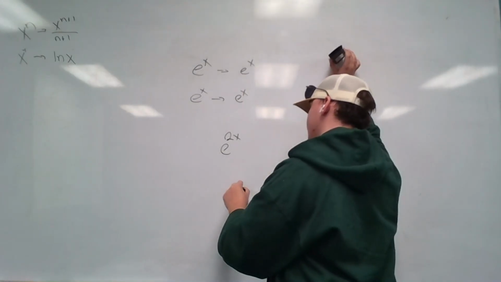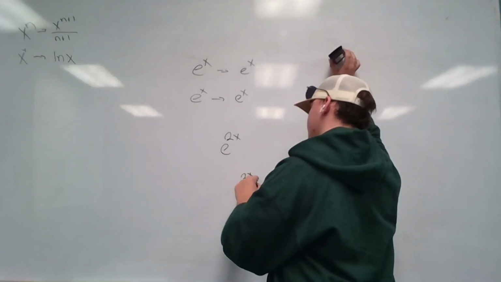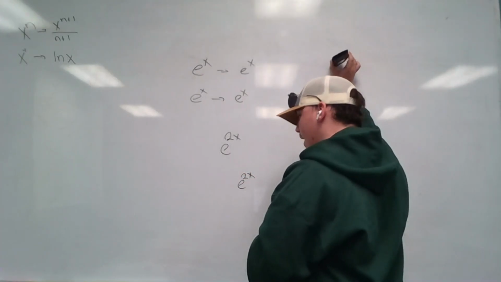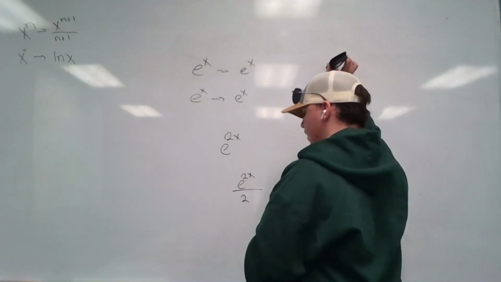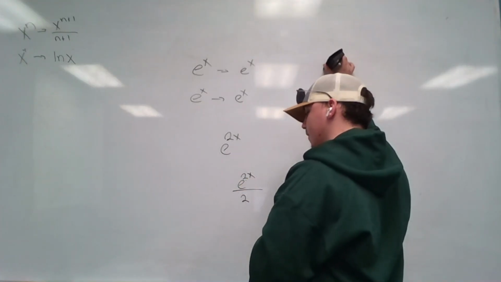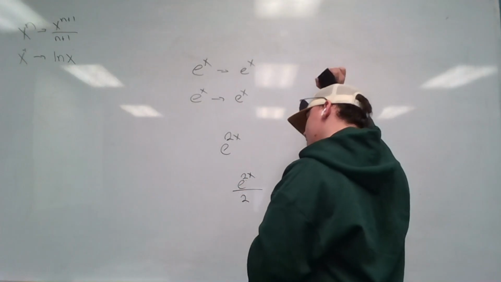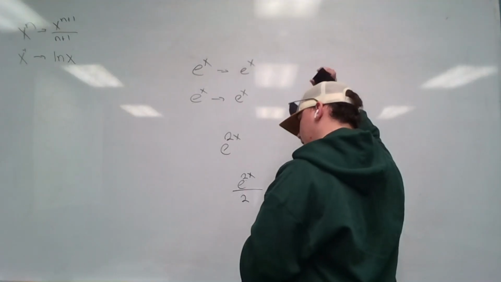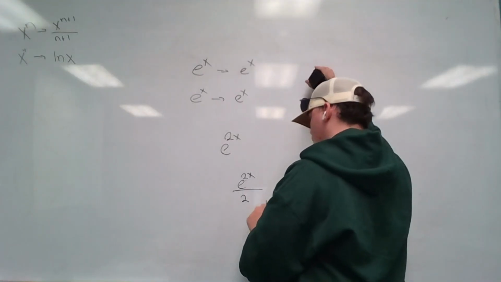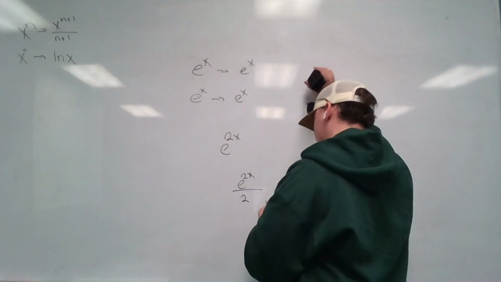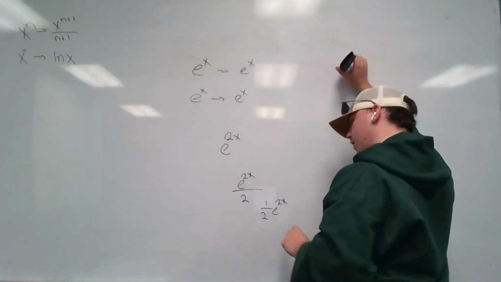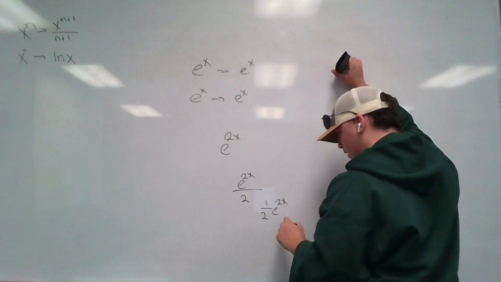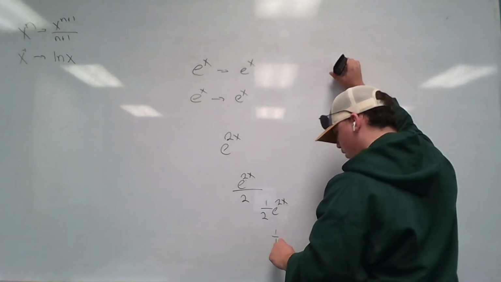So all I have to do is do it normally. We get e to the 2x, but we have to divide by 2 because that's what's inside. So we end up with 1/2 e to the 2x. And if we do it again, we're going to end up with 1/4 e to the 2x.